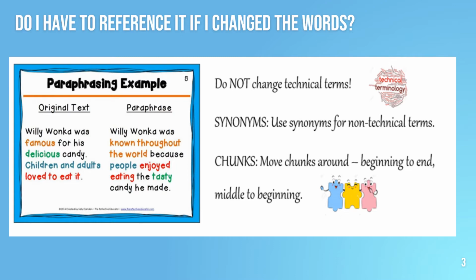So for example, here's an original text. Willy Wonka was famous for his delicious candy. Children and adults loved to eat it. And then it's been paraphrased, which means it's been changed. Willy Wonka was known throughout the world because people enjoyed eating the tasty candy he made. And you can see here that there's been a lot of synonyms put into the paraphrase.